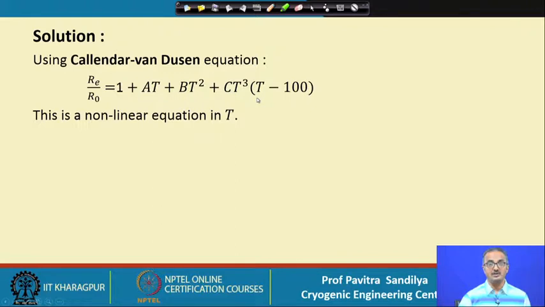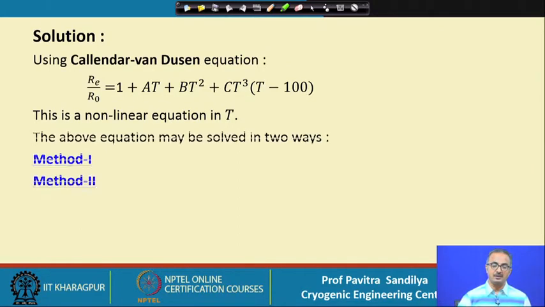So, this is a quartic expression which needs to be solved to find the value of temperature for a given value of relative resistance, that is Re by R0. So, this is a nonlinear equation in temperature. So, we may use some nonlinear root finding method, but there are two types of methods we can adopt for solving this expression. So, let us go by the first method.